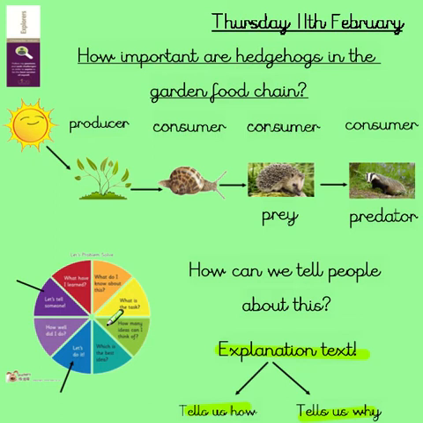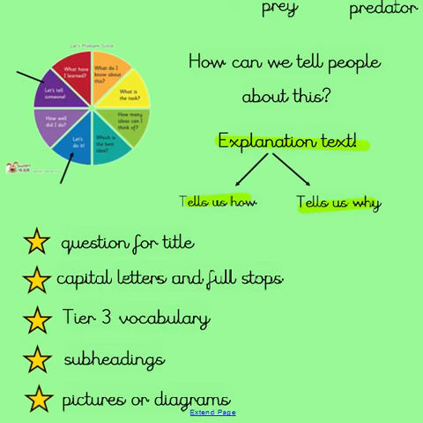And you all made a brilliant start yesterday. You wrote your title, which needs to be a question, and you had a go at writing the introduction part to our explanation text. So you told me all about hedgehogs and you explained as though someone was an alien coming down from space. So we definitely had a question for our title. You really thought about your capital letters and full stops, and lots of you are using some tier 3 vocabulary like hibernate or omnivore. So today I want you to focus on the next part of our explanation text.